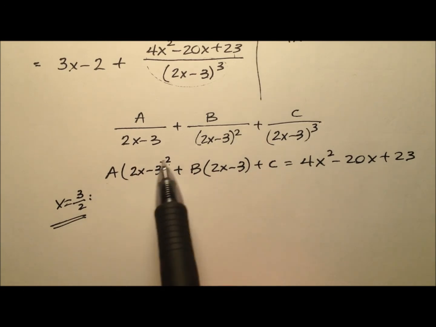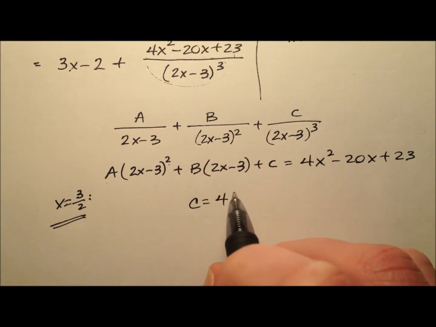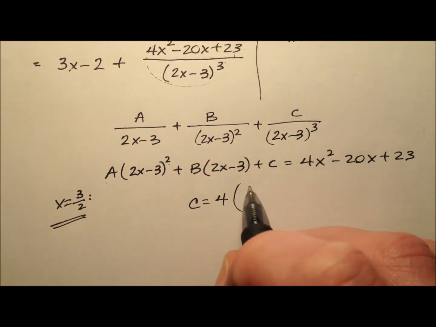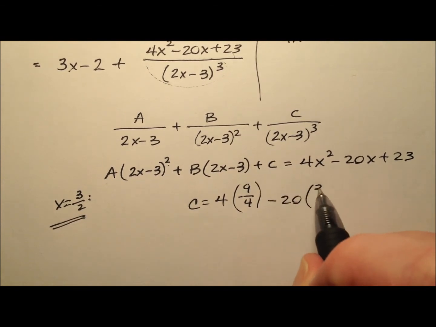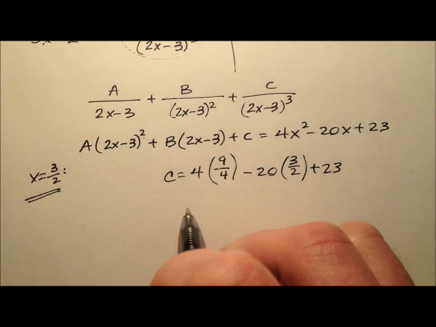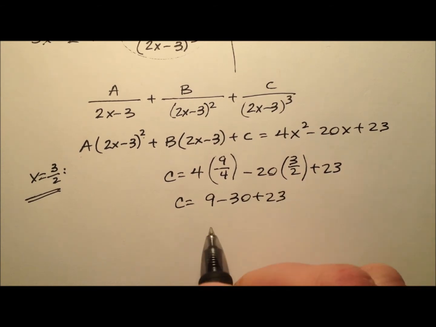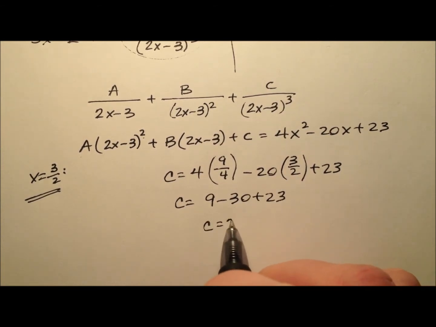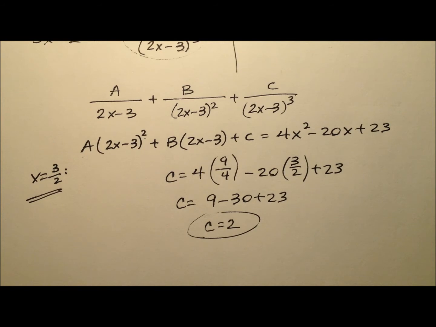So this one zeroes out, this one zeroes out. So I have c equals 4 times (3/2 squared is 9/4) minus 20 times 3/2 plus 23. So c equals 9 minus 30 plus 23. C equals, it looks like, 2. Okay, very nice.